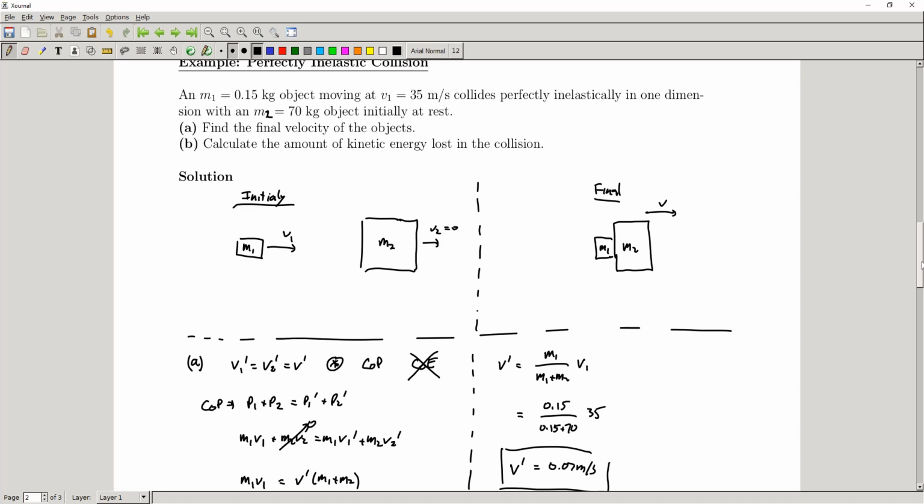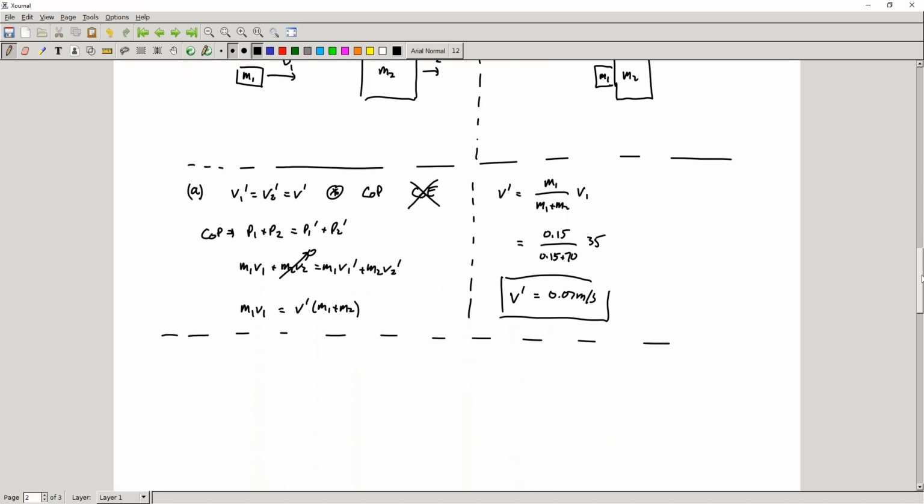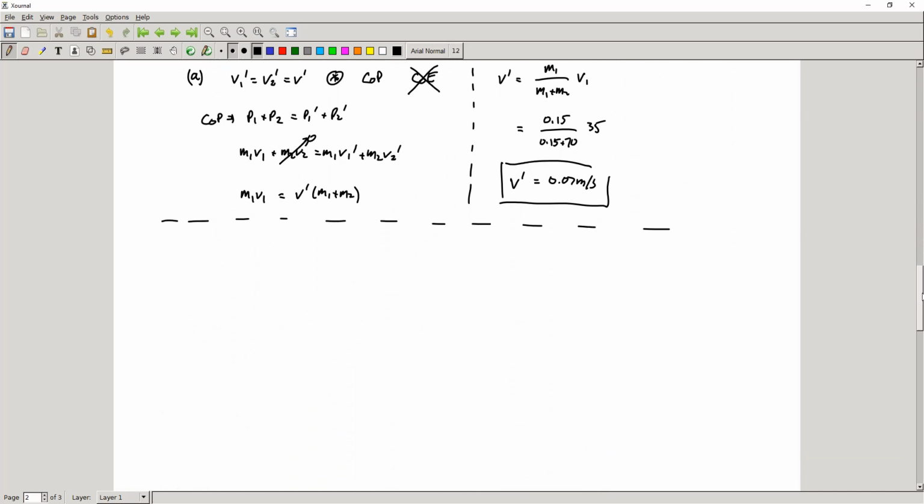not massive object, right? It's 0.15 kilograms, and it slams into this much larger 70 kilogram object. It sticks to it, and then we're saying that they move off with a velocity of 0.07 meters per second. So that makes sense. They move off with a much smaller velocity, and that's what we found, so that's good.